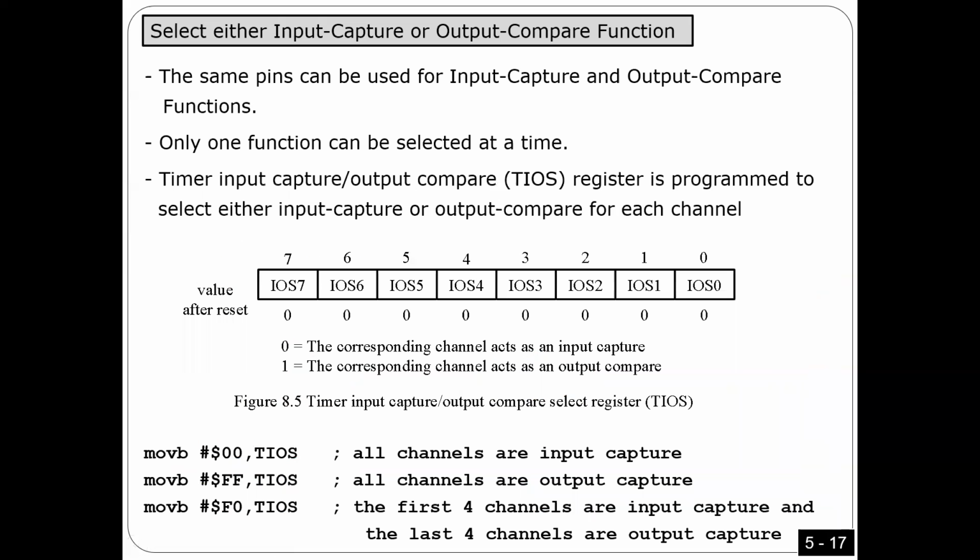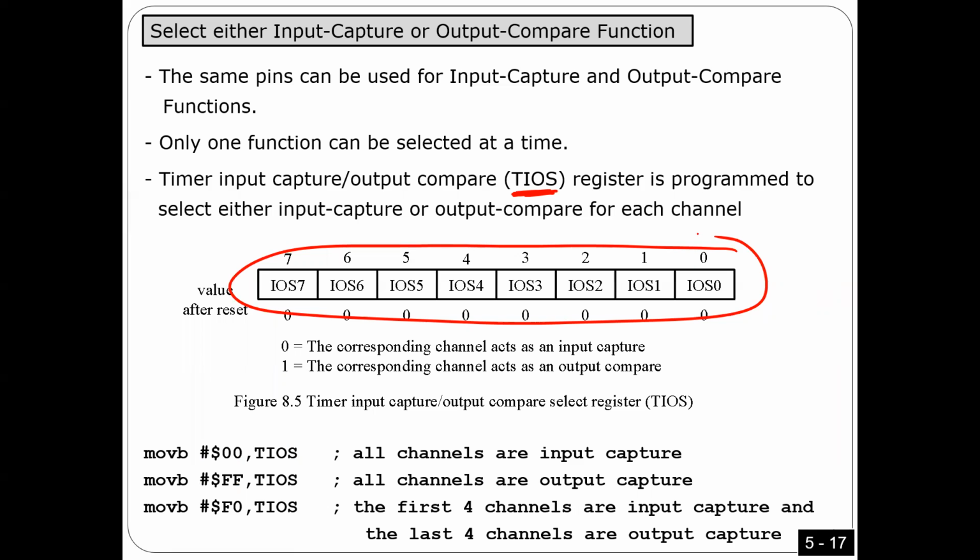Number 2, I told you every channel can be used either as input capture or output compare. This is something you can select, you can program. How can I do it? Very simple. We have a register here called TIOS. This register has 8 bits, as you see here. Every bit programs 1 channel, input or output. Very easy, 0 or 1. You got what I'm saying? So here, guys, we have 8 channels. Every channel can be programmed as input capture or output compare. How can I do that?